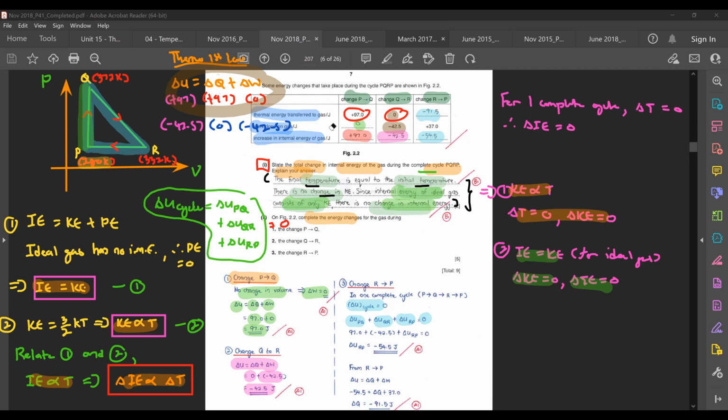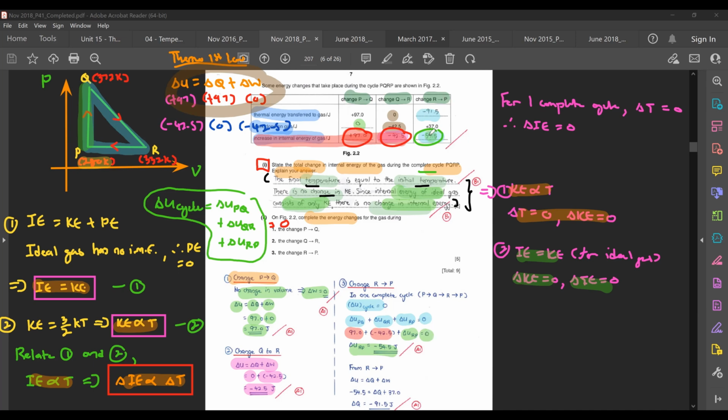Sorry, I read the wrong row, sorry. I keep thinking that the first row is internal energy. I'm supposed to read the last row, sorry. So from P to Q, you know that the internal energy is plus 97. From Q to R is negative 42.5. So you put it inside your equation now, positive 97, negative 42.5, you will be able to find out what is the internal energy change of R to P, which was the missing value here just now. So internal energy change of R to P is negative 54.5 joules.